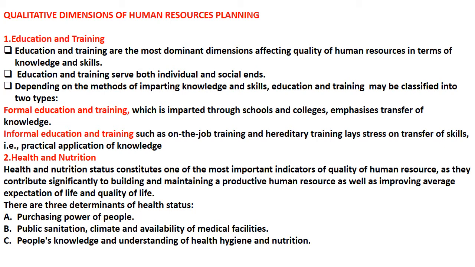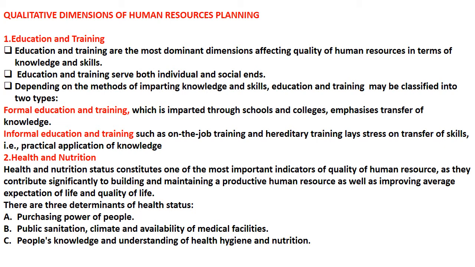Health and nutrition: there are three determinants of health status. First is the purchasing power of people. If the purchasing power of the people is high, that means they have enough income and they are aware of consumer rights and consumer duties and responsibilities. That is the first step. Second one is public sanitation, climate and availability of medical facilities. So that is another indicator of health status. Then people's knowledge and understanding of health, hygiene and nutrition. If people have a good sense and knowledge of health, hygiene and nutrition, then definitely those human assets are in a better standard of living.